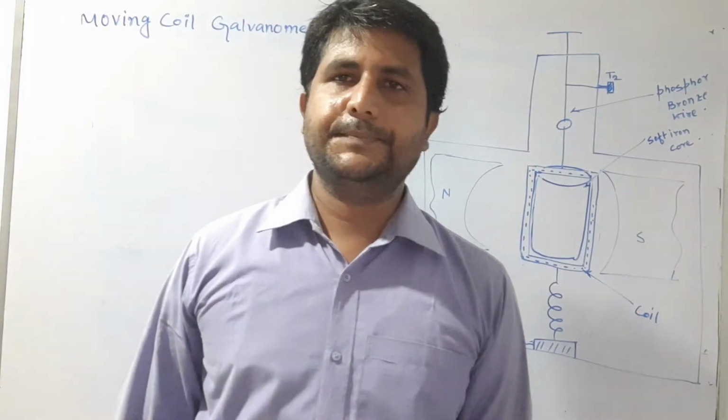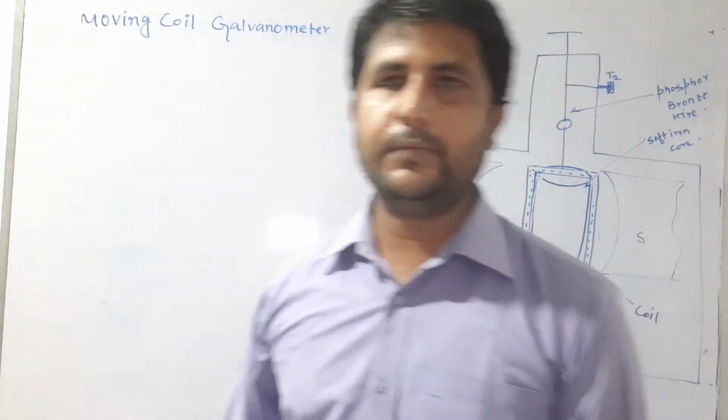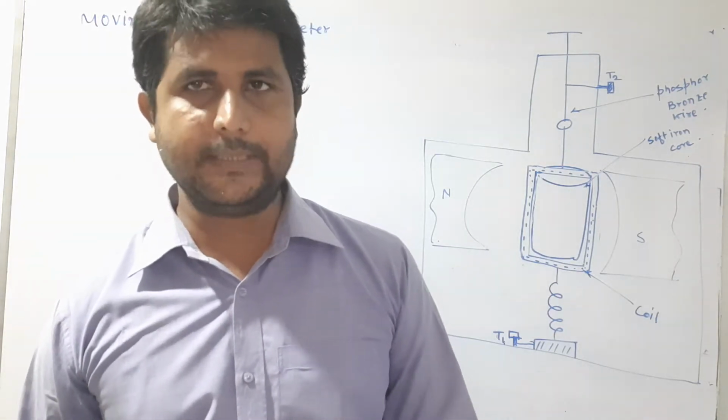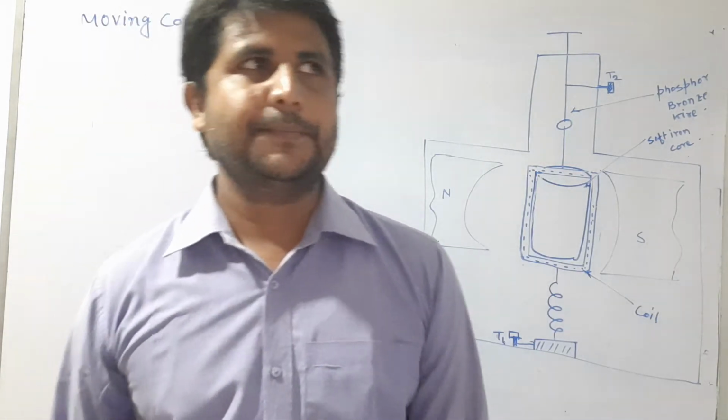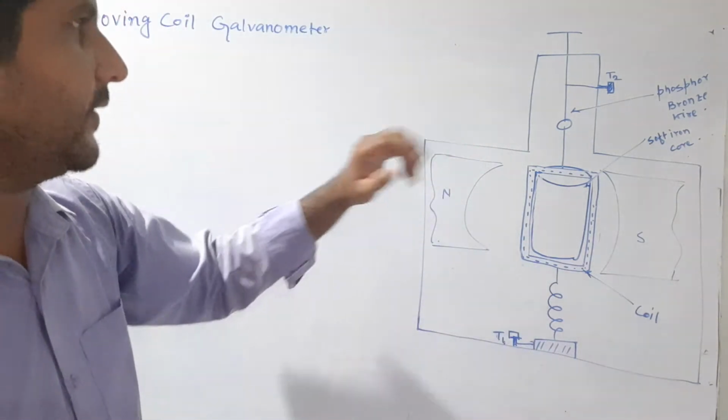Good morning, students. Here, we start a new topic called moving coil galvanometer. Now, what is a moving coil galvanometer? A moving coil galvanometer is a device which is used to measure or detect current in a circuit. Here is the configuration of the moving coil galvanometer.